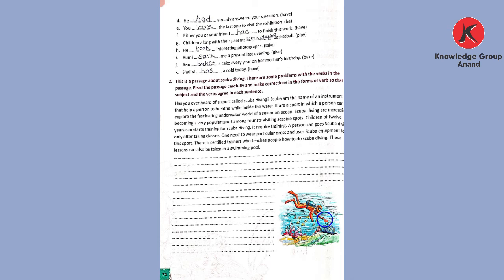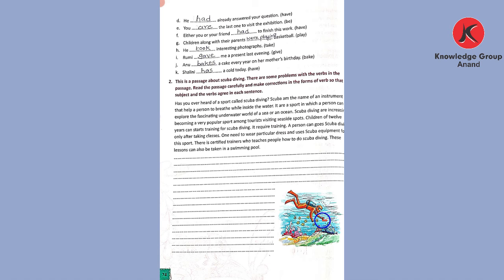It requires, we have to add s there. It requires training. A person can go scuba diving only after taking classes. A person can goes becomes go. Here it is written goes, it will become go. One needs to wear a particular dress and use scuba equipment for this sport.